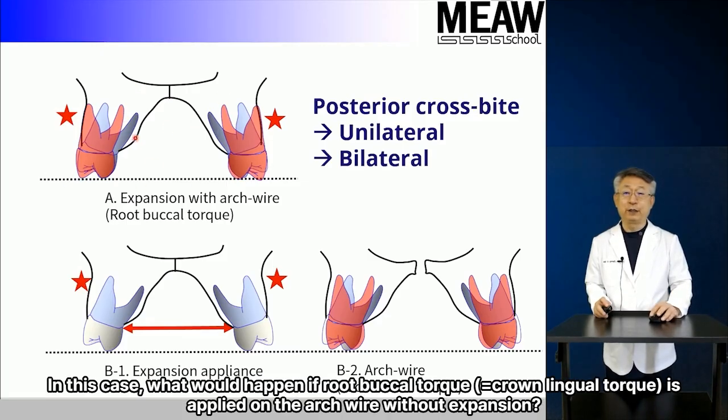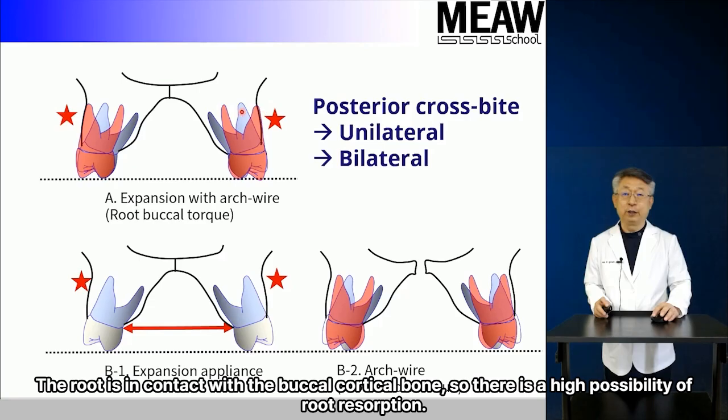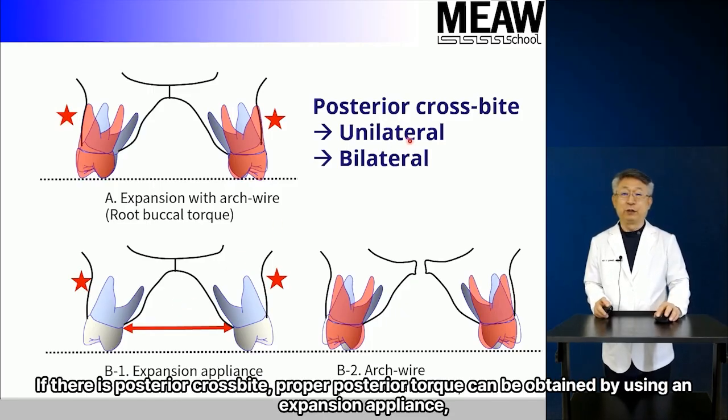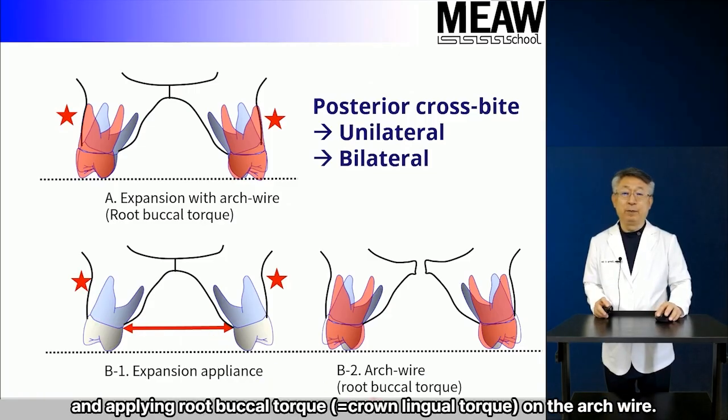In this case, what would happen if root buccal torque-crown lingual torque is applied on the arch wire without expansion? The root is in contact with the buccal cortical bone, so there is a high possibility of root resorption. If there is posterior crossbite, proper posterior torque can be obtained by using an expansion appliance and applying root buccal torque, crown lingual torque on the arch wire.